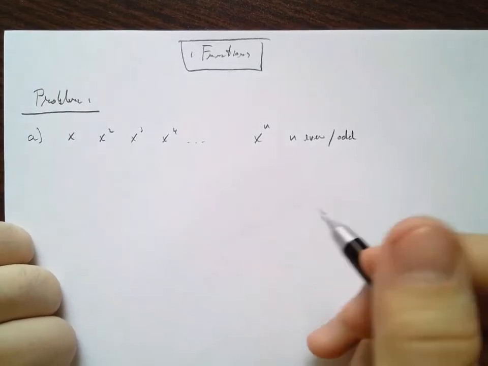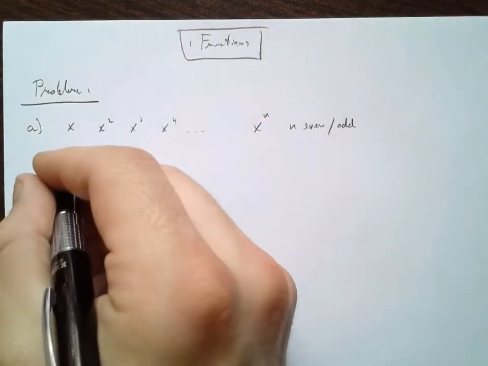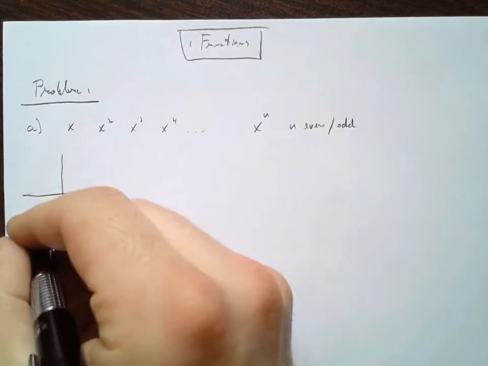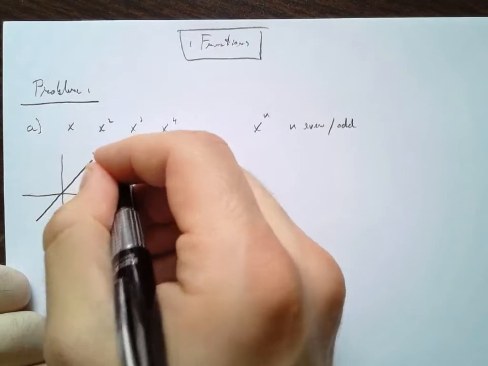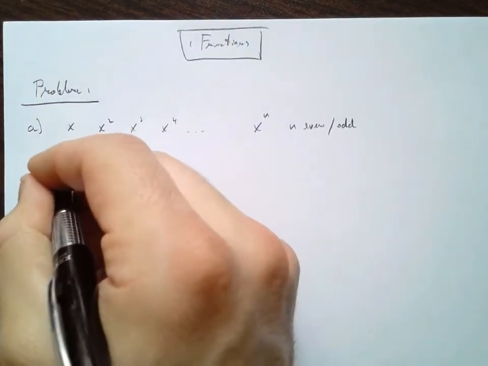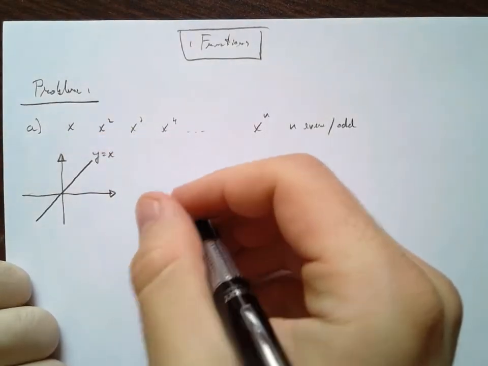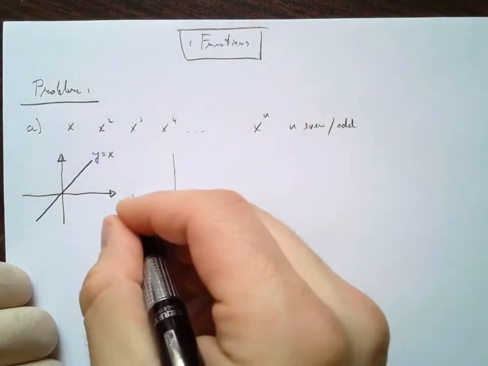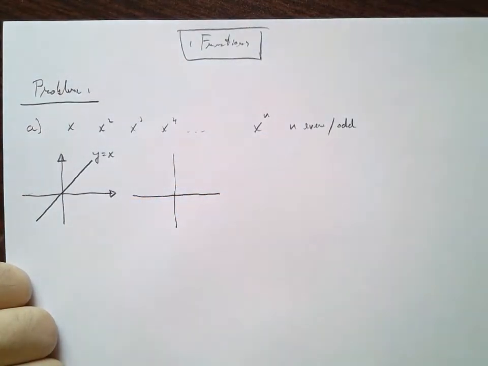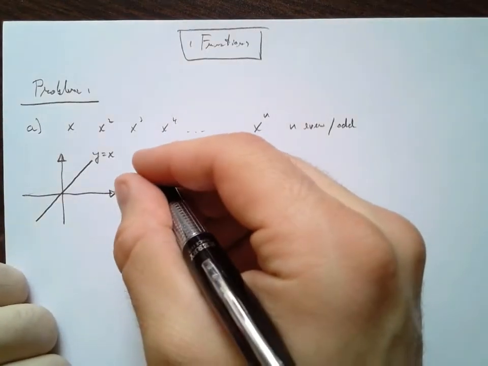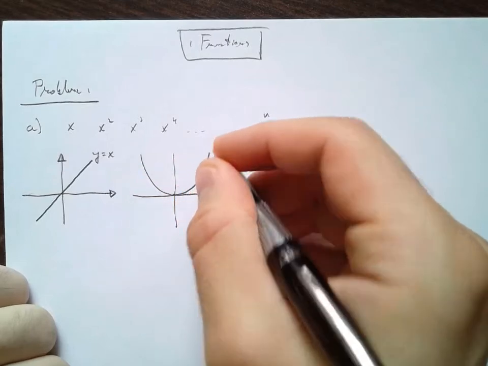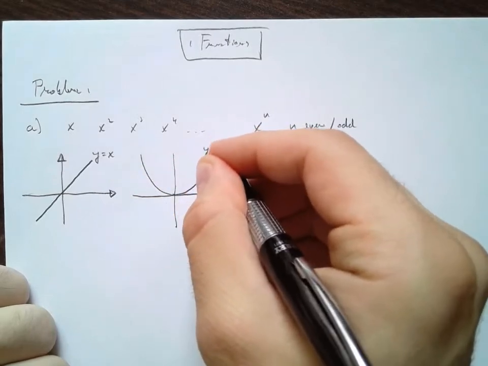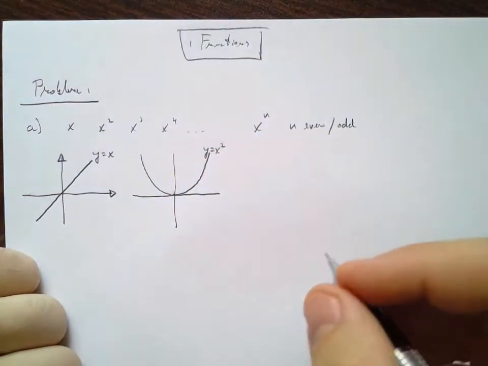And to sketch these graphs, let's start with y equals x. So for that particular one, we know that's just a line going at 45 degrees. And that's what it looks like, right? Nothing too complicated about that. What about y equals x squared now? Well, that one I know is going to be a parabola opening up, looking just like so.